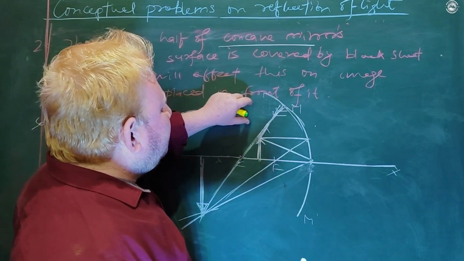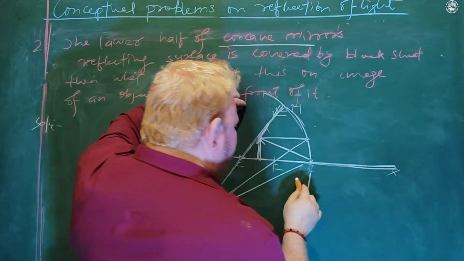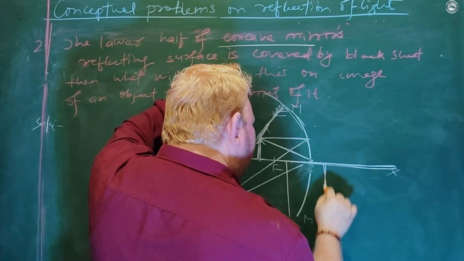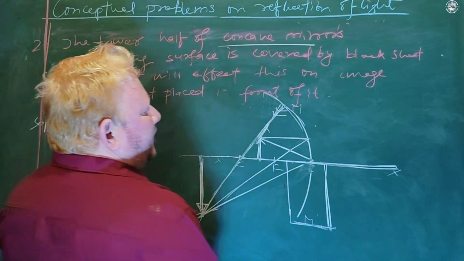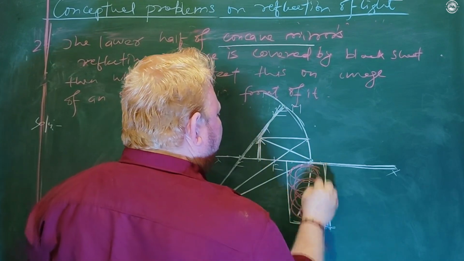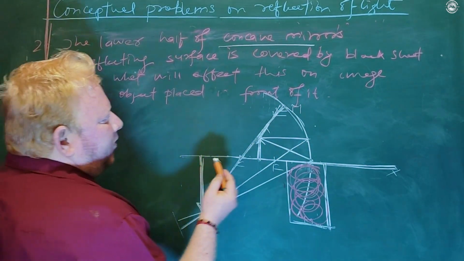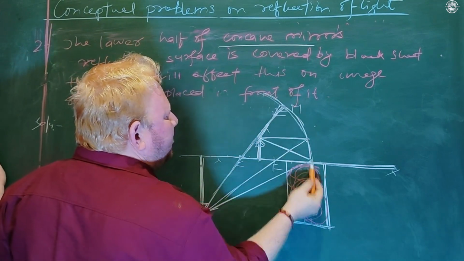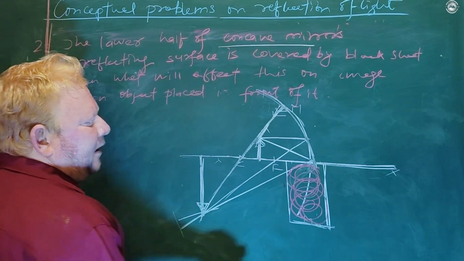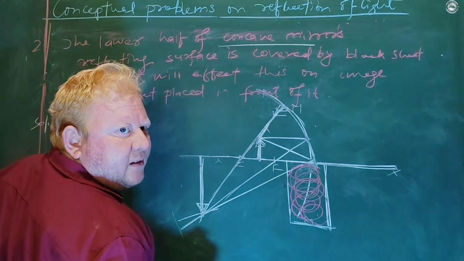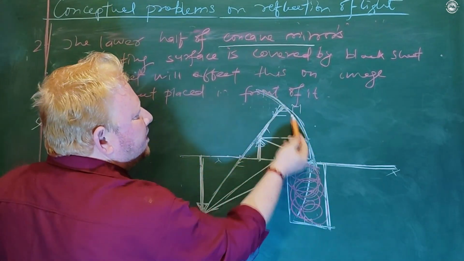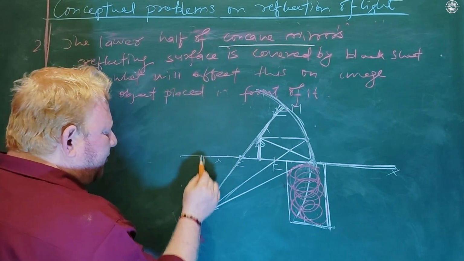And even if half of the portion is covered, suppose up to here, this much portion is being covered, this much portion is covered, this much portion is covered, then also for this object, this much portion is enough to form a complete image. You can see here, we are not using this part of reflection. See here, we are not using this reflecting surface area. We are using only this much reflecting surface area, then also we are able to get the full length of the image.